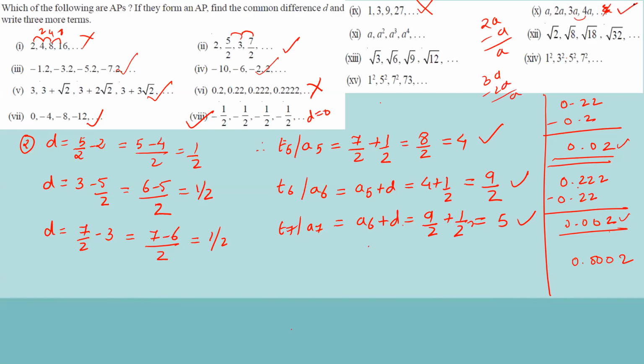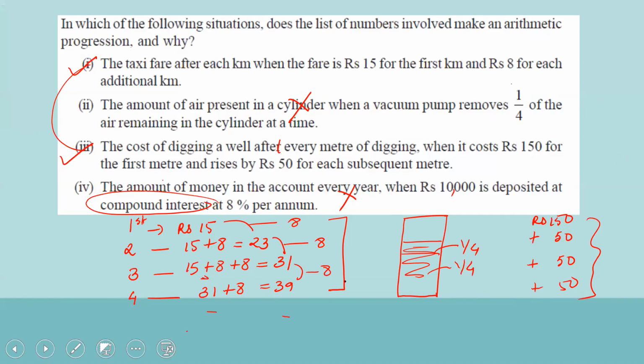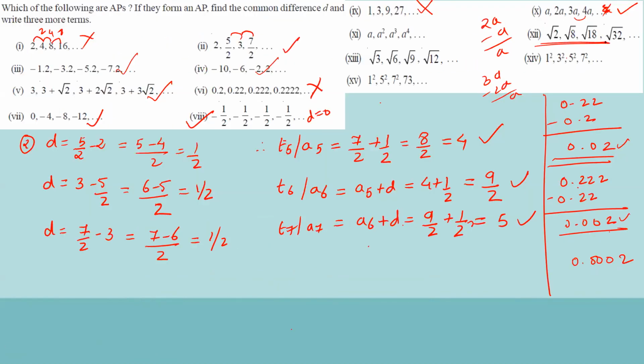This forms an AP. Root 2, root 8, root 18, root 32. So root 8 minus root 2. So what is root 8? 2 root 2, right? 2 root 2 minus root 2. So let's see for the next one. This is root 8. What is root 8? Root 8 is 2 root 2.